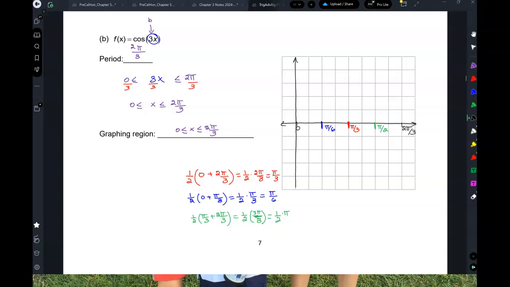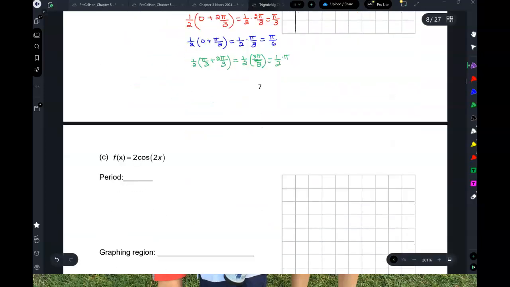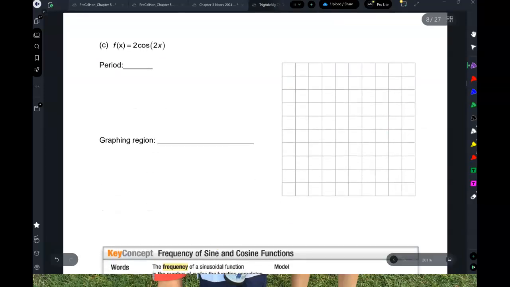Okay, so, what else? What are we graphing here? Cosine. So cosine starts with 1, right? Cosine starts away from the axis here. Then we're going to go to 0, down, 0, up. And here we go. Okay? Questions? Okay.